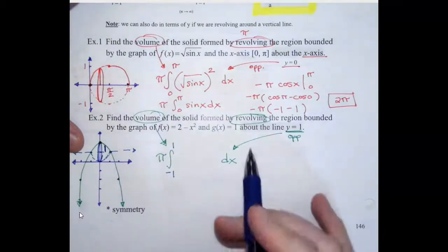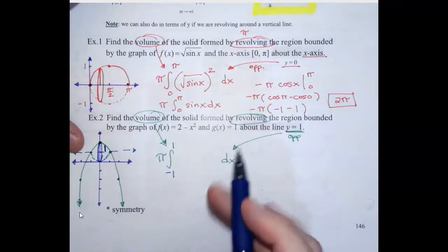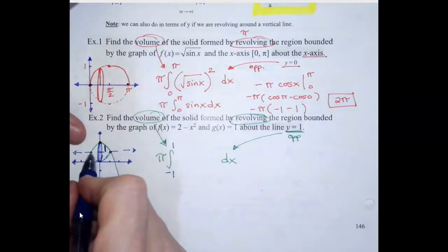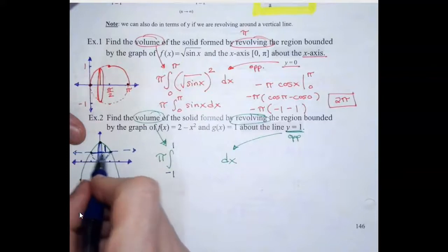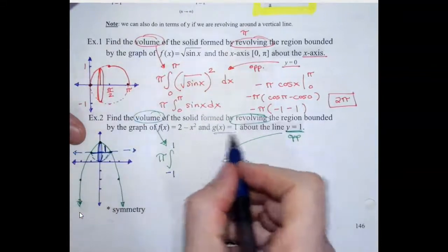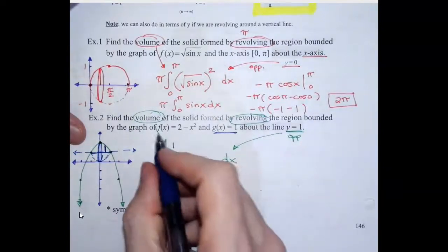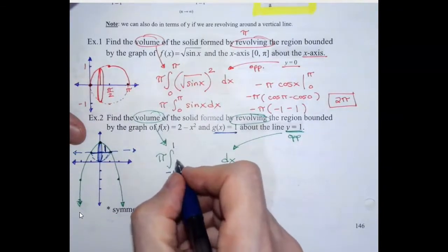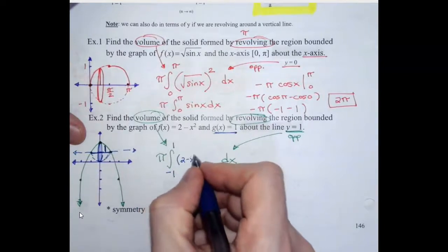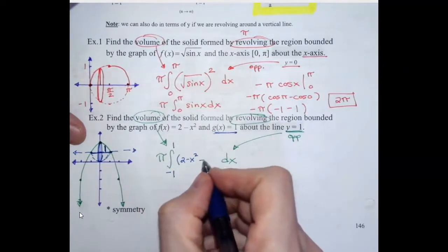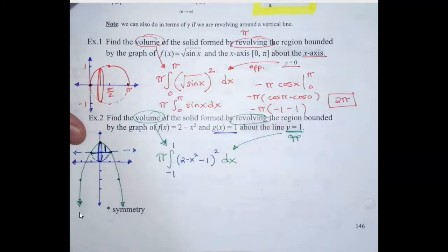Okay. Now it just so happens that the line y equals 1, the line that we were revolving around, is the same as this bottom chunk right here. So that's a coincidence that those two were equal. So the top is 2 minus x squared minus the bottom, that's going to be -1. So the biggest thing is setting those up. Sometimes they just have you set them up on the test. They don't even have you solve them sometimes.